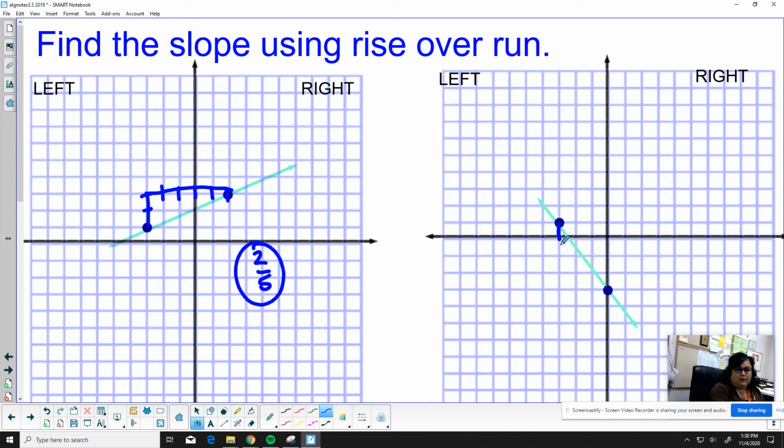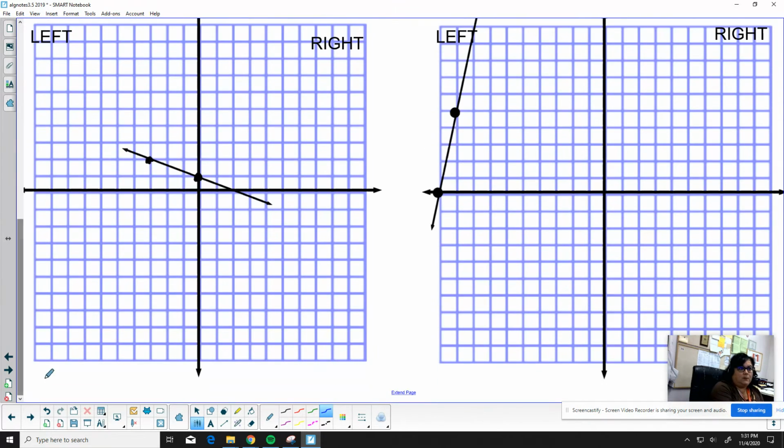And then here I'm going down and over. So down 1, 2, 3, 4, over 1, 2, 3. So negative 4/3 is the answer. I hope you got that one right. A couple more here. We'll go down 1 and right 3, and up 1, 2, 3, 4, 5 over 1.